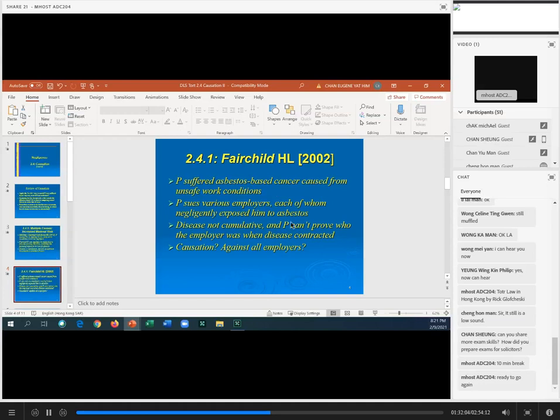So this raises the issue again: how are you going to prove causation here? Because it's possible that the plaintiff could have worked for more than one employer.